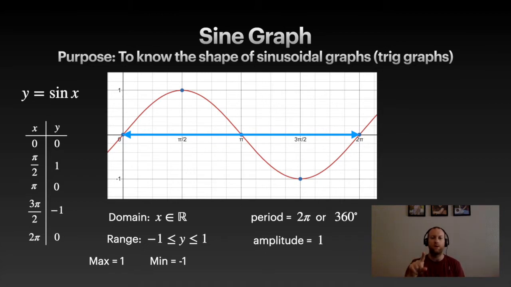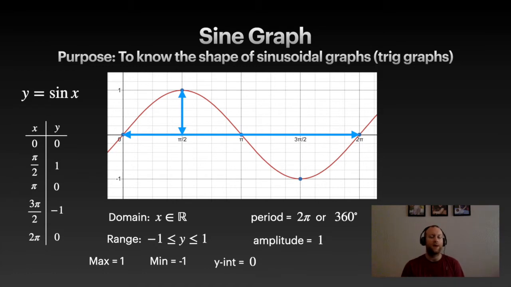The blue arrow there shows the period. It shows that as soon as you've done one complete up, down, and back to the middle, that's the period, the time it takes to do that. Amplitude is 1: on the graph, from the midline to the maximum, or from the midline down to the minimum, that gives you the amplitude.